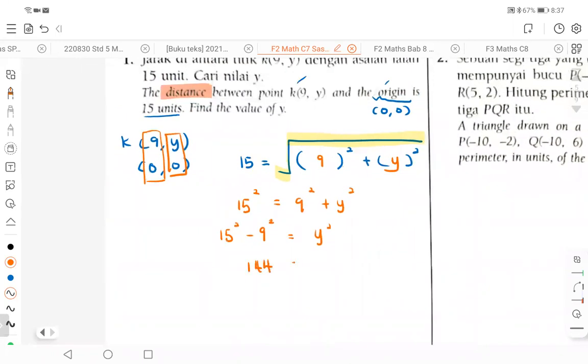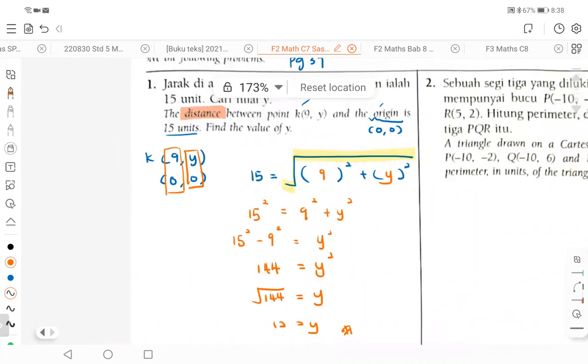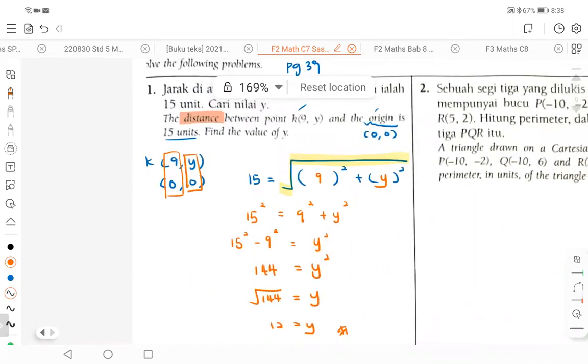144. Okay, then y equal to square, move to the other side. Square root of 144 is 12. You got the answer. So this chapter, if you just follow the tips, then no matter what, you can do one. Surely you can do. Okay, you want to copy, you can copy.